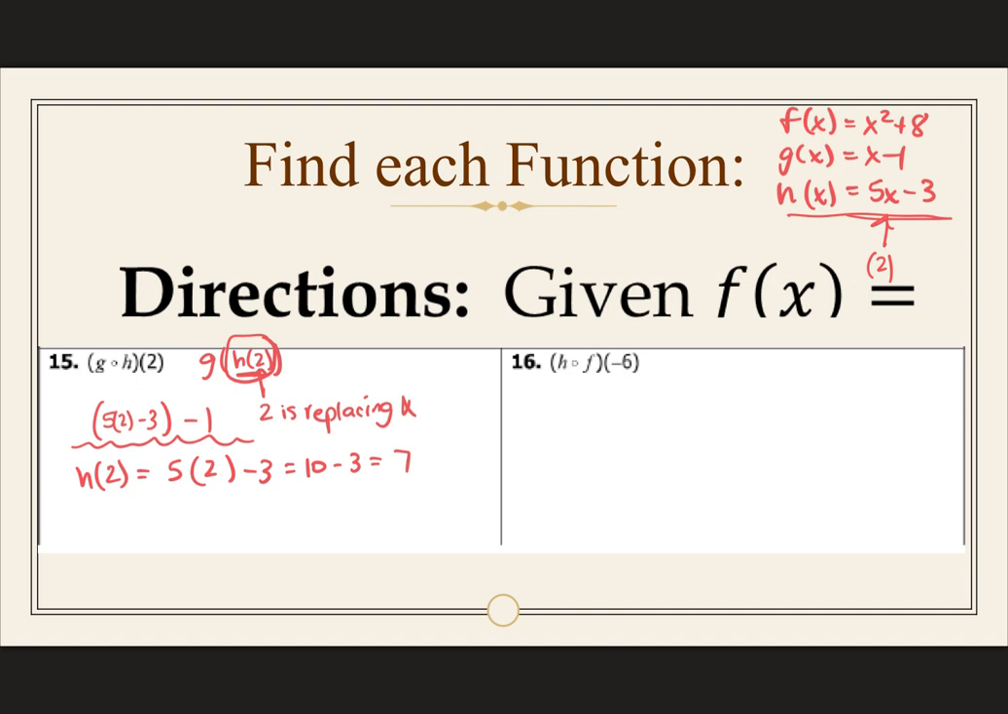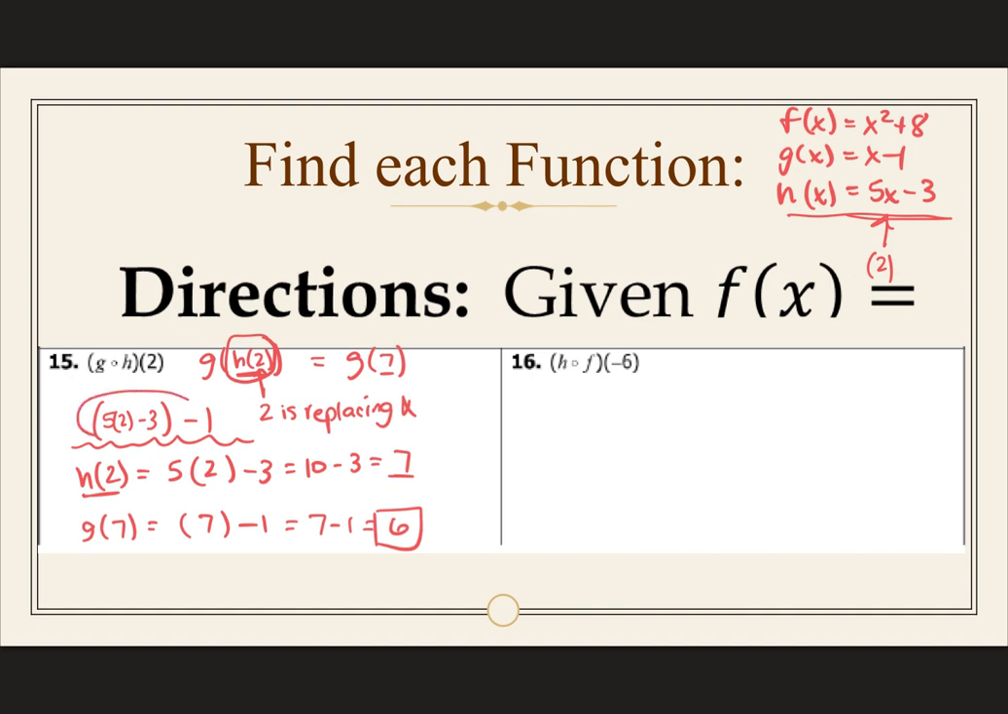So now I have, instead of g of h of 2, I have just g of 7. Because we said h of 2 equals 7, so we're going to replace it. Now I can take my g function and put in a 7. So my g function was something minus 1. And instead of the x now, I'm going to replace it with a 7. So it's 7 minus 1, which is 6.